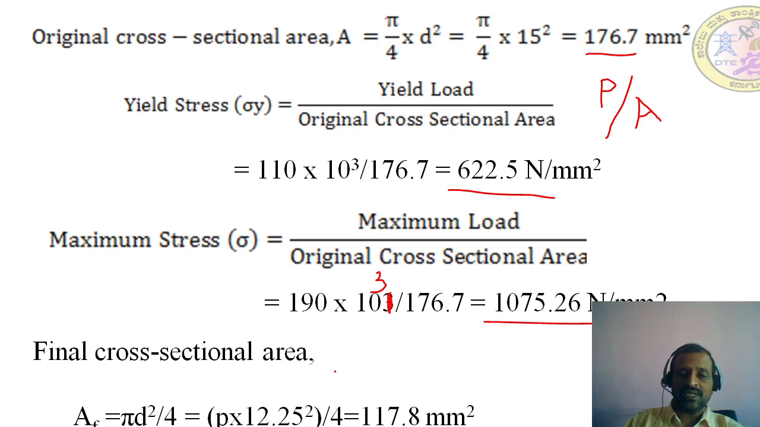Then the final cross sectional area. Why find it? Because when it fractures, when it breaks, the diameter is different. So the final area AF is equal to pi d square by 4, so pi into 12.25 whole square by 4, which is equal to 117.8 mm square. This is the final area when it breaks.